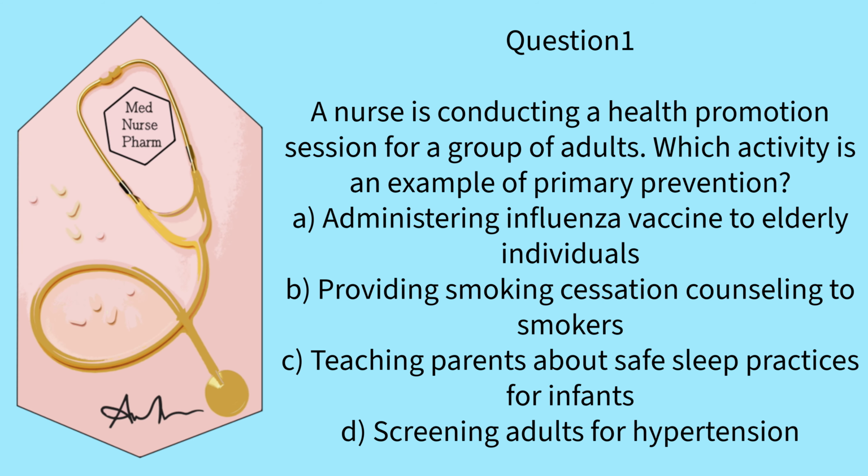Question 1. A nurse is conducting a health promotion session for a group of adults. Which activity is an example of primary prevention? Administering influenza vaccine to elderly individuals, providing smoking cessation counseling to smokers, teaching parents about safe sleep practices for infants, screening adults for hypertension. Pause the video and select your answer.